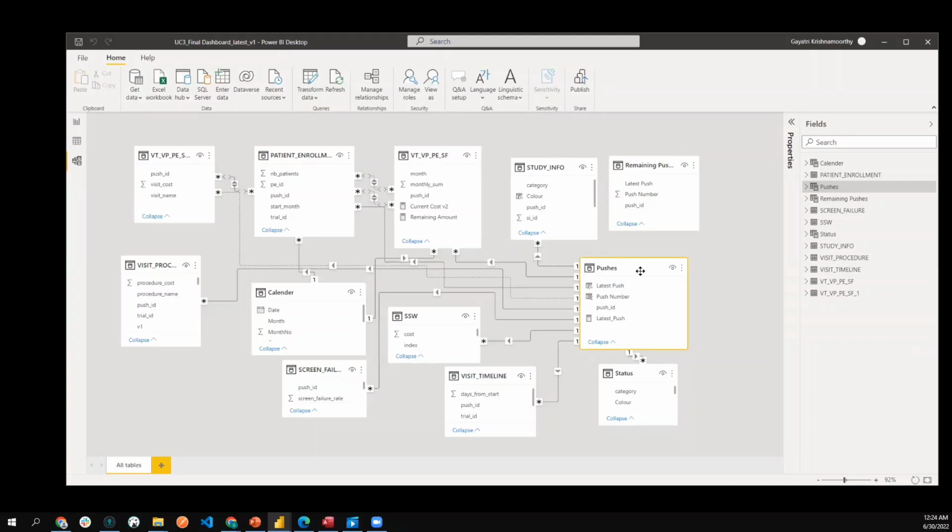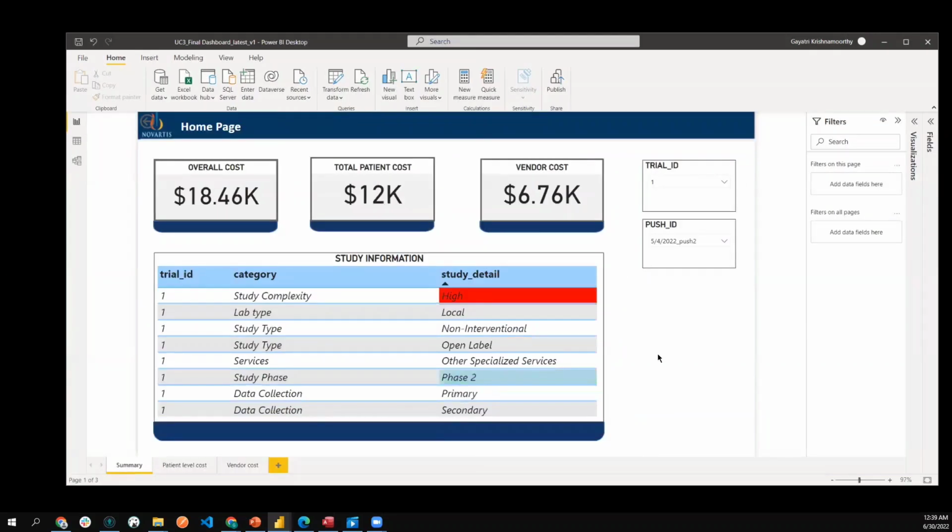Now, let's look at the ideal user journey of a project manager by going back to our report. Let's start with the home page. We have 2 slicers at the right, trial ID to indicate the trial that is being considered, and then we have push ID. So whenever a new set of data is being entered, it is represented by a push ID to uniquely identify it. And then we have study information. So this indicates different parameters of the study. And we have color coded the most important ones, study complexity and study phase.